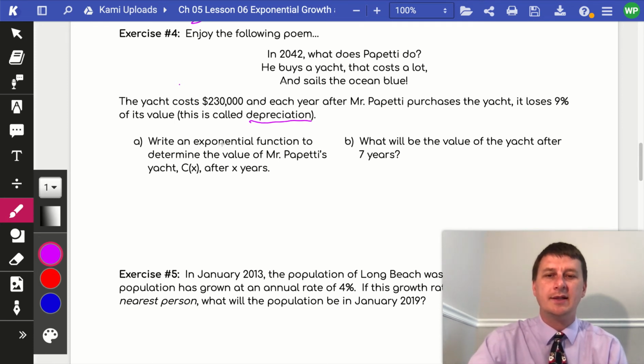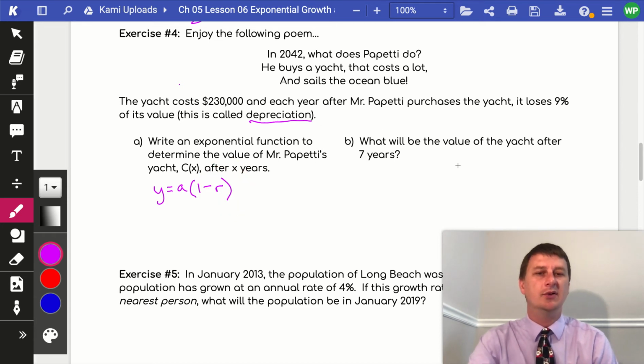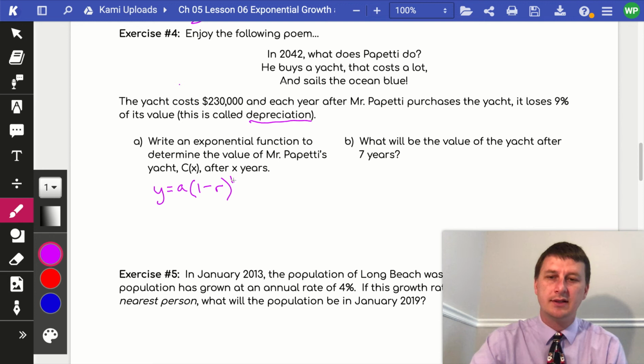So it says write an exponential function to determine the value of Mr. Papetti's yacht, C of x, after x years. So remember, we're going to be using the general form of the formula, y equals a times 1 minus r, since we already know it's depreciating, it's losing value, to the t power. But again, we know that y is going to be represented by C of x. A is represented by our initial amount.